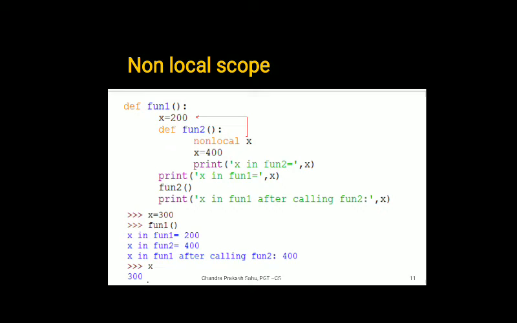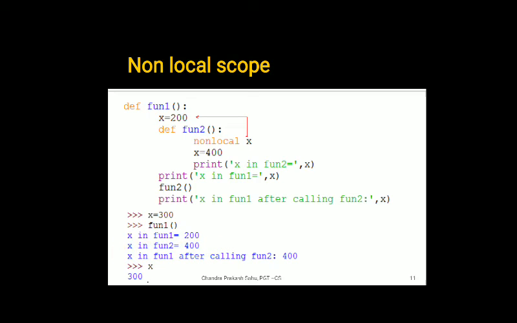Here, before calling this function, I have declared x equals 300. Here x is a global variable that has been given the value 300. When you call fun1, all its statements are executed one by one. First x gets the value 200, then this line is executed and x in fun1 equal to 200 is printed. After that fun2 is called and all three lines of this function are executed, x is modified to 400 and x is printed.